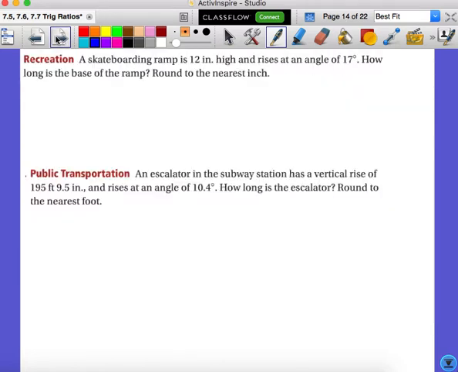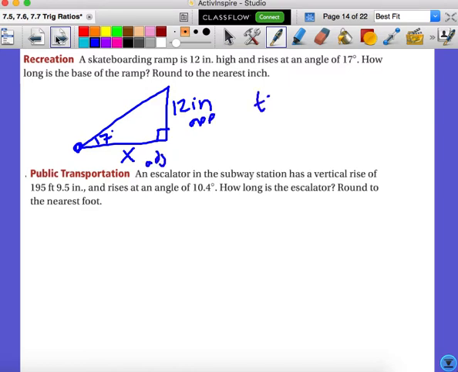The next examples here are just some word problems. So a skateboarding ramp is 12 inches high and rises at an angle of 17 degrees. How long is the base of the ramp? So looking from our viewing angle, we have opposite and adjacent. That's tangent. So the tangent from 17 should equal 12 over x.